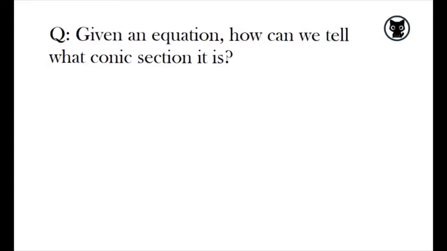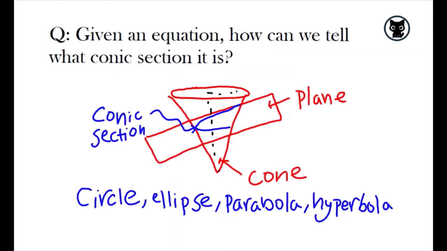Hey guys, so a classmate asked, given an equation, how can we tell what conic section it is? Before we begin, let's understand what a conic section is. A conic section is a figure formed by the intersection of a plane and a right circular cone.